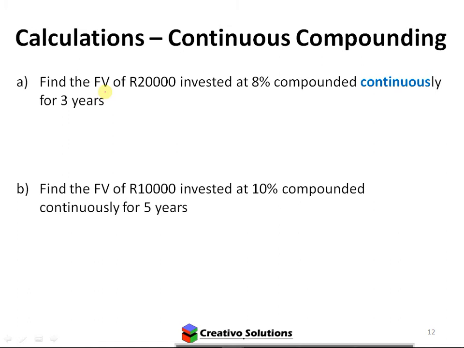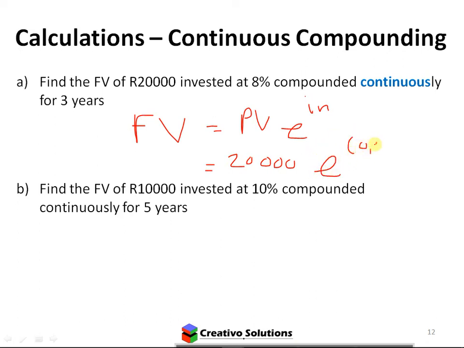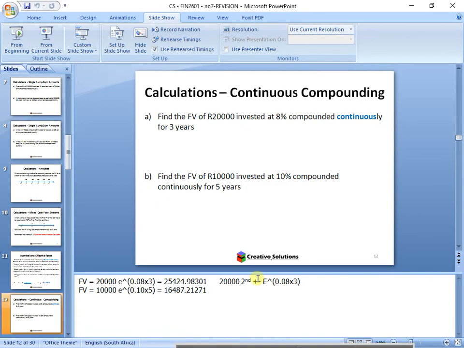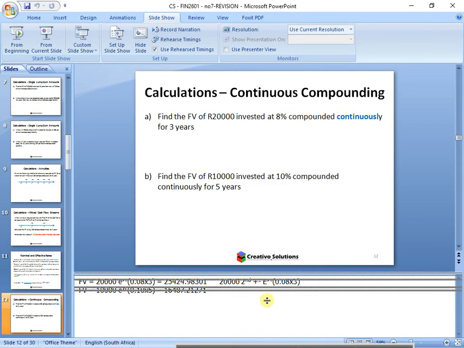What's the formula, guys? FV equals PV e to the power iN. So the first one, 20,000, that's like that, right? What are you getting? 2544. Yes or no? I got the same. Okay, so A's answer is 2544. Good.